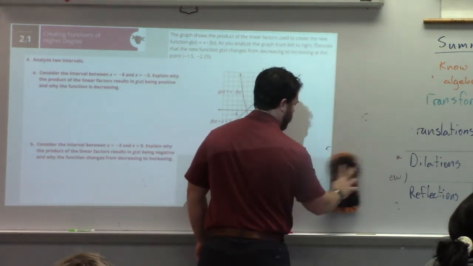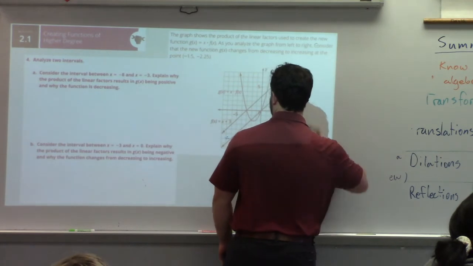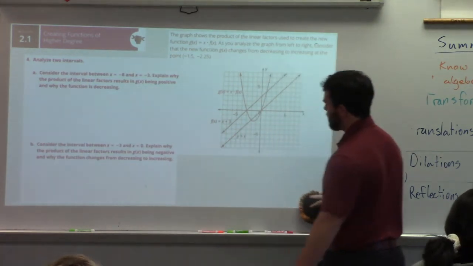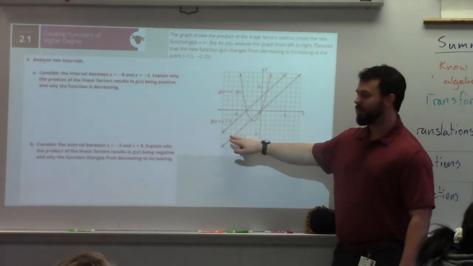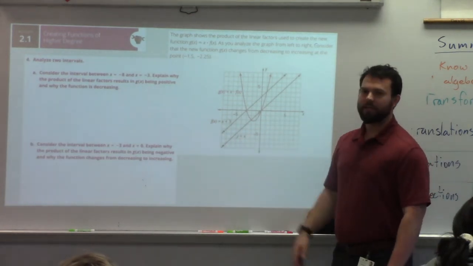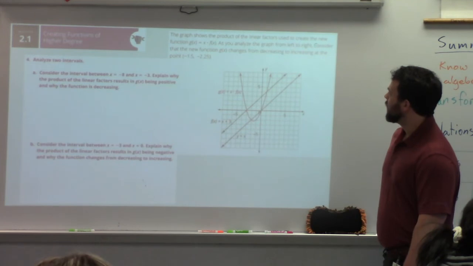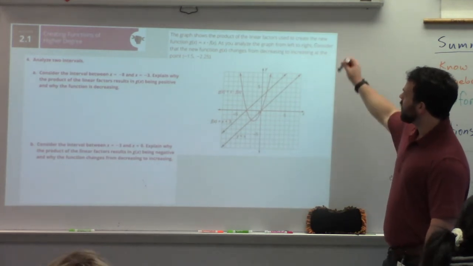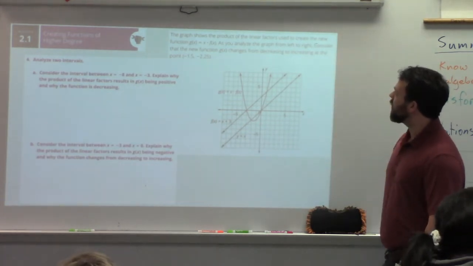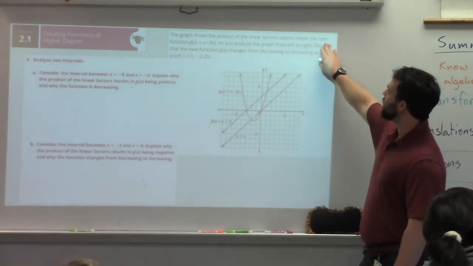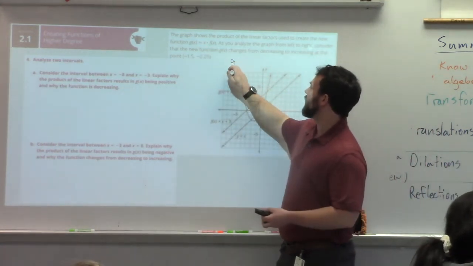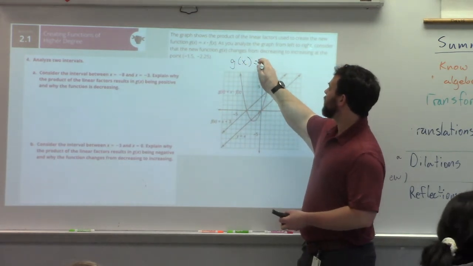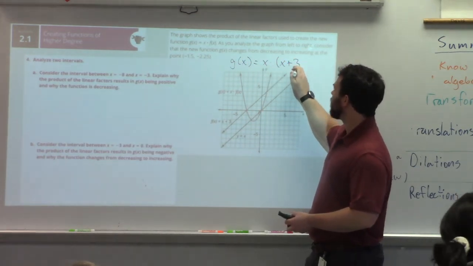Oh, this is the same graph, isn't it? Maybe. What do y'all think? It looks like it. Yeah. What are the two factors? X plus 3 and y equals x, right? Okay, same factors. So notice up here, the graph shows the product of the linear factors used to create the new function g of x equals x times f of x. So again, that's g of x equals x times x plus 3.